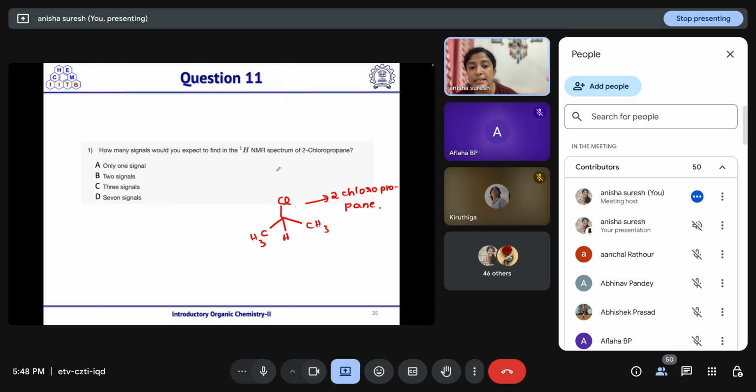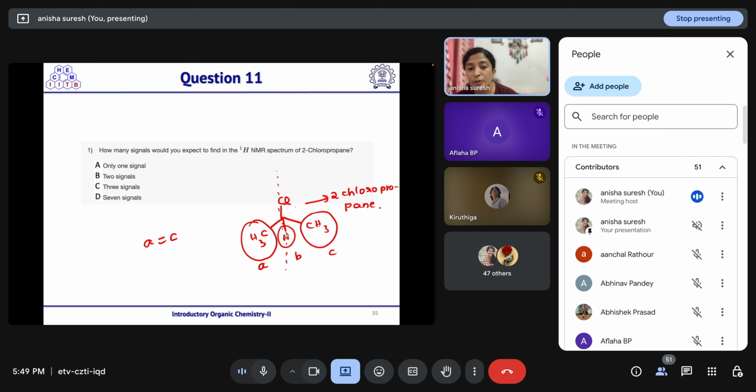And since this molecule is having a plane of symmetry, if we label this as A, this as C and this as B, then A is equal to C. So they will appear as a single signal.